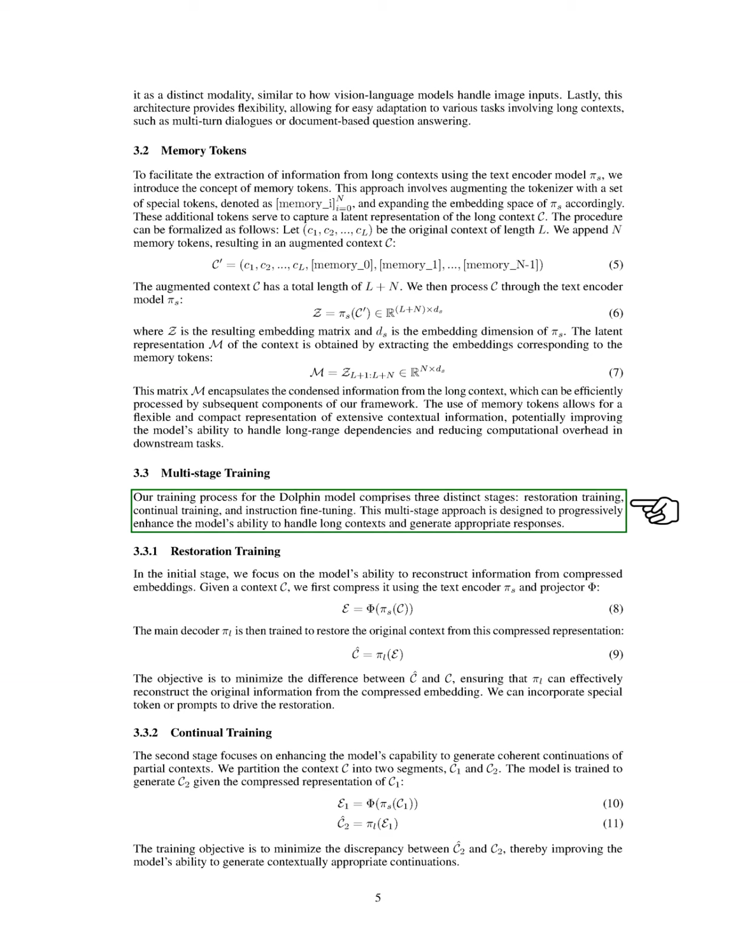Our training process for the Dolphin model consists of 3 stages: restoration training, continual training, and instruction fine-tuning. This multi-stage approach is designed to progressively improve the model's capability to handle long contexts and generate suitable responses.